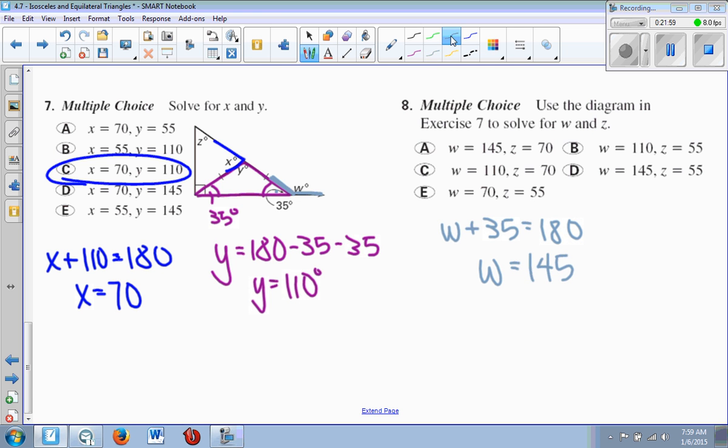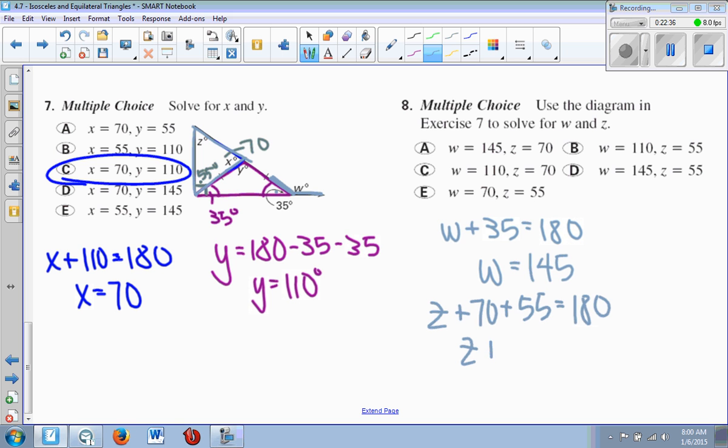If I want to find z, we should notice that I've got this angle here as 70. This angle here, that I have a right angle at the bottom left. If I know that the very bottom portion is 35, I can subtract that from 90 to get 55 for that extra part. And what I have here is a triangle where all the angles should add up to be 180. So z plus 70 plus 55 should equal 180.